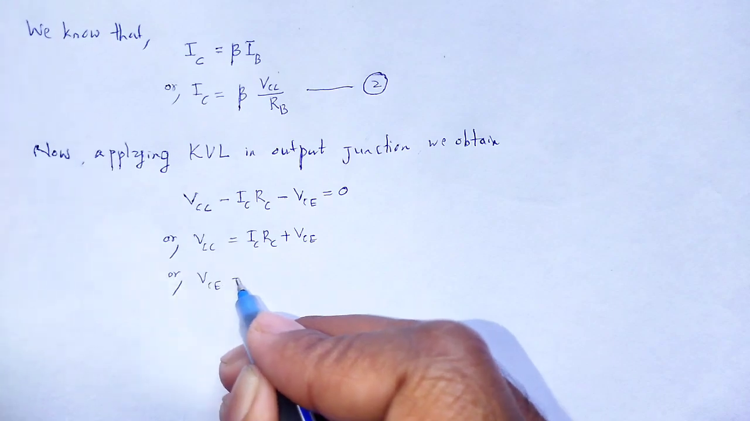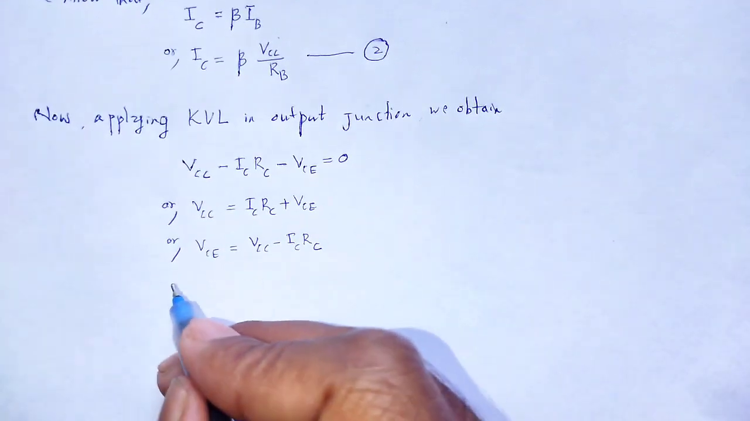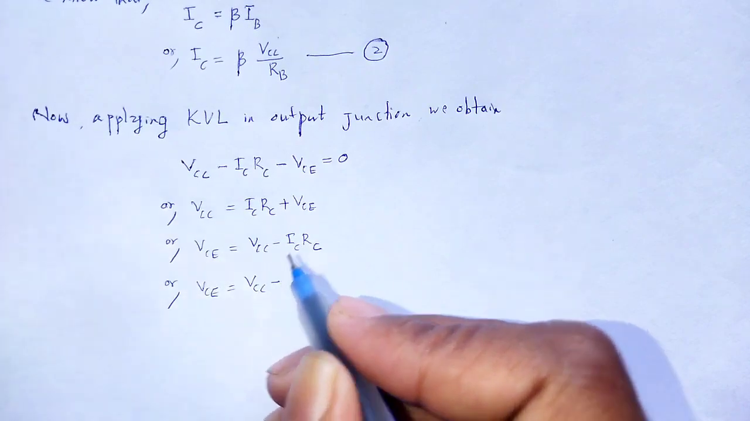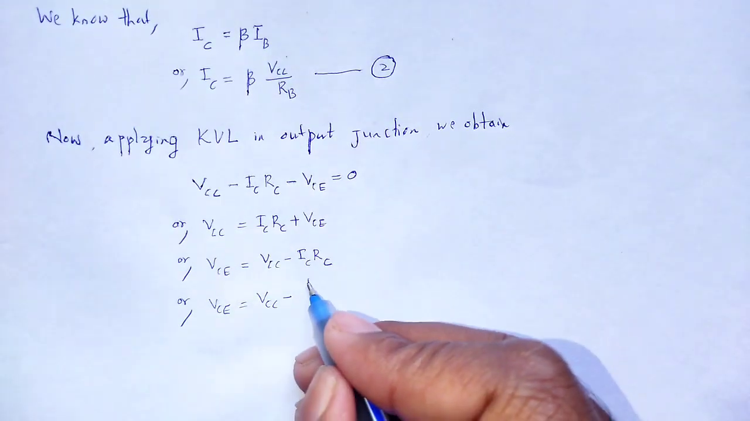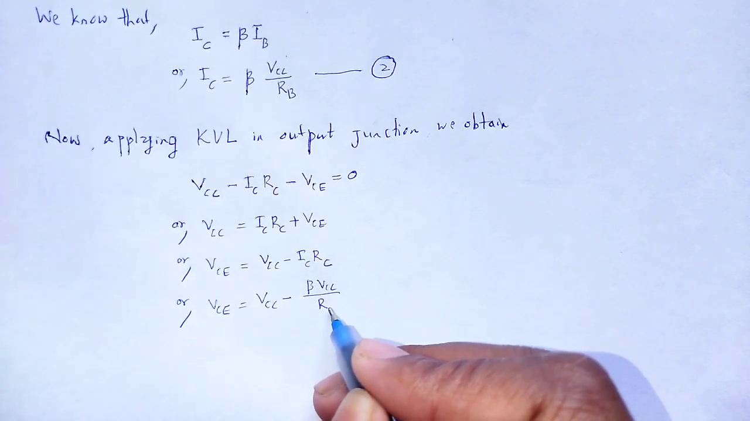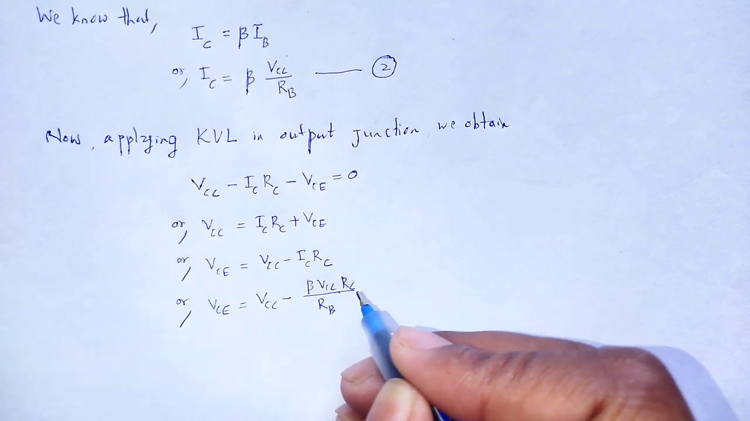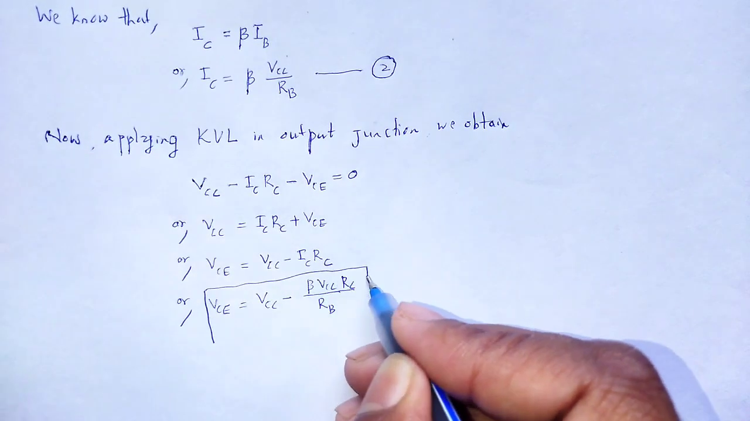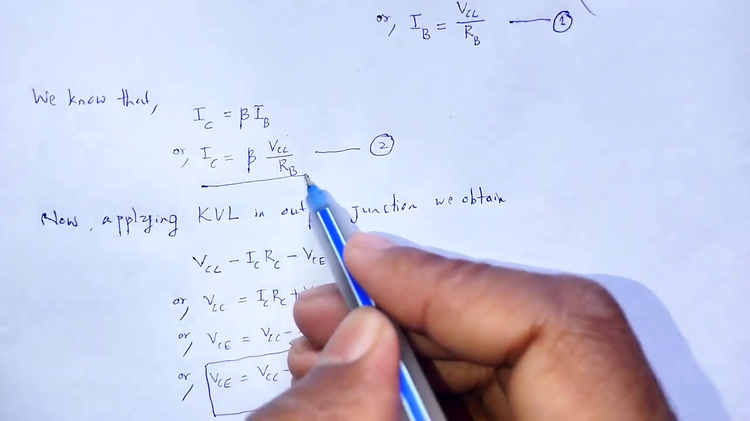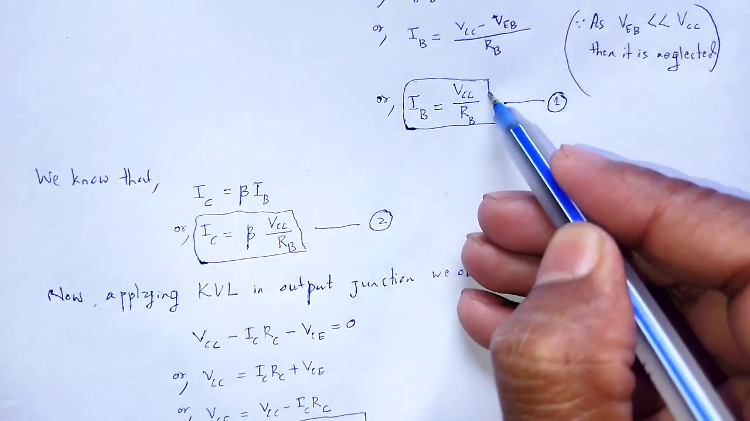or VCE is equal to VCC minus ICRC, or VCE is equal to VCC minus beta times VCC divided by RB into RC. This is equation number 3, along with equation number 2 and equation number 1.